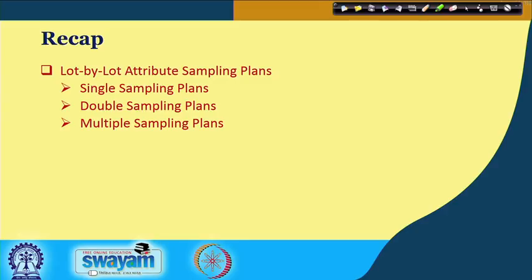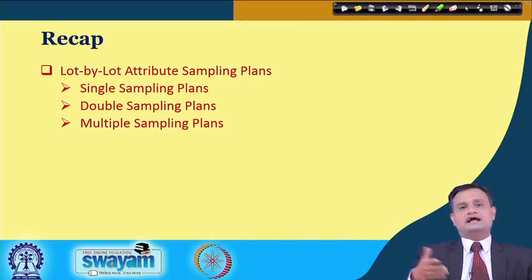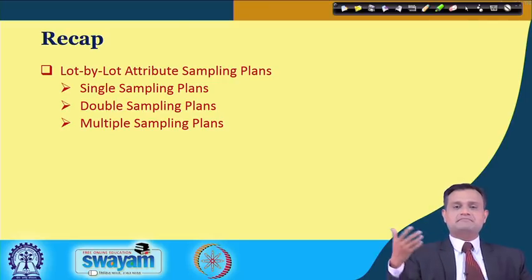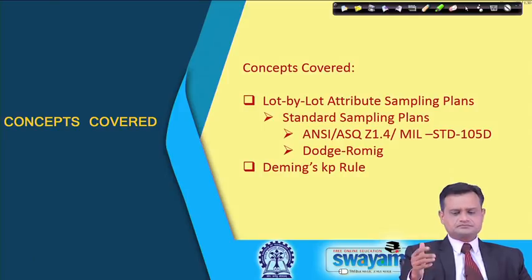If you recall, we had a detailed discussion on lot by lot attribute sampling plans: single sampling plans, double sampling plans and multiple sampling plans. We have seen the Grubbs table and how to develop and design a particular sampling plan, whether it is single, double or multiple, what is the impact of N and C on the operating characteristic curve, and how the discriminatory power of the sampling plan is affected. So, we had seen all this.